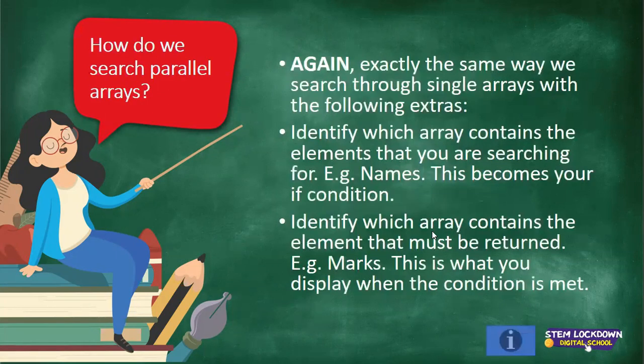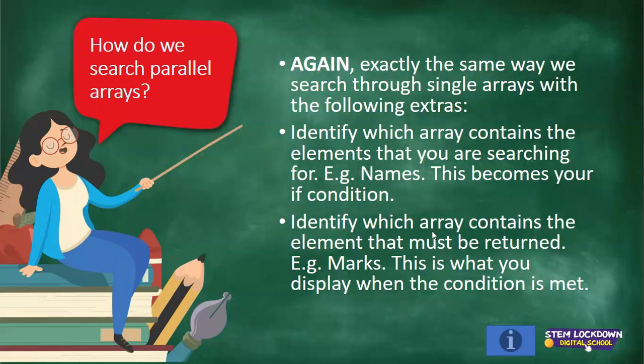Okay, then lastly, after we've sorted parallel arrays, how do we go about searching parallel arrays? In other words, I want to know how many marks Mary got, or I want to know who scored the lowest. What is the name of the lowest? So again, exactly the same way we search through single arrays, with the following bits of extras.